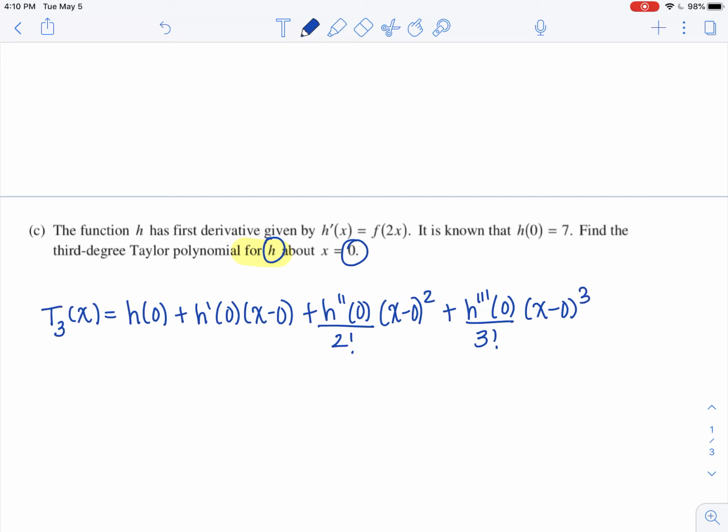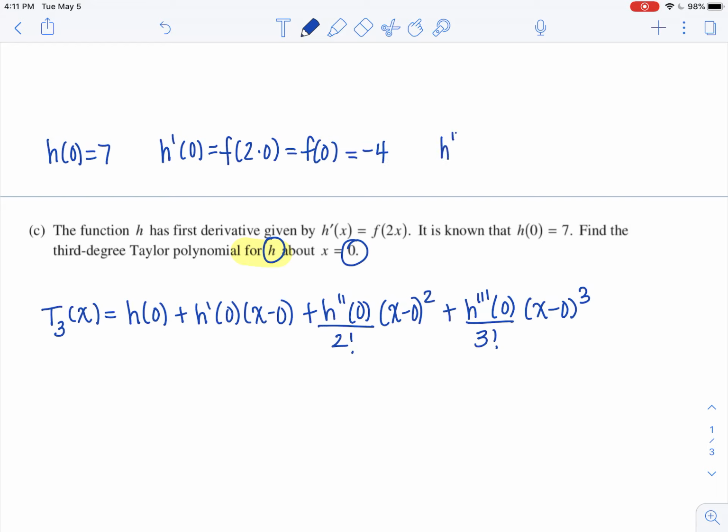Okay, so now let's start plugging in some of the values, and actually maybe I should do a little bit of derivative stuff first. So we have h of 0. We know h of 0 is equal to 7, so let me write that down. We know h of 0 equals 7. h prime of 0 will be equal to f of 2 times 0, which is f of 0, which they gave us in the original problem is negative 4.